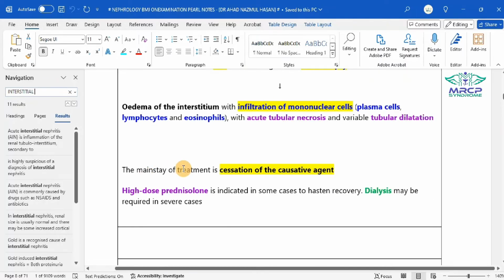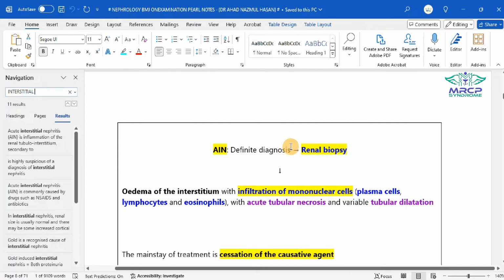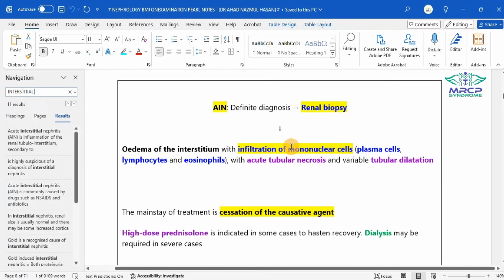And the mainstay of the treatment is the cessation of the causative agent. In some cases, to hasten the recovery, you can also go for high dose prednisolone. And in the renal biopsy, there would be infiltration of the mononuclear cells, especially the T lymphocyte.